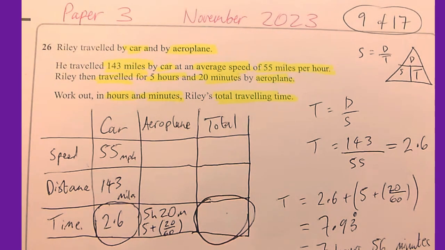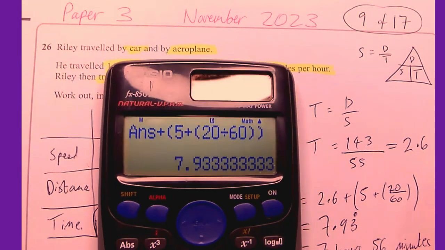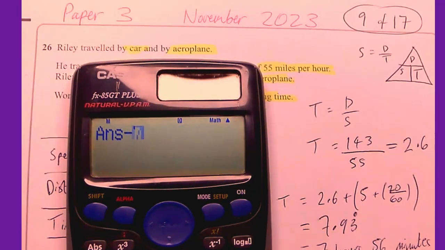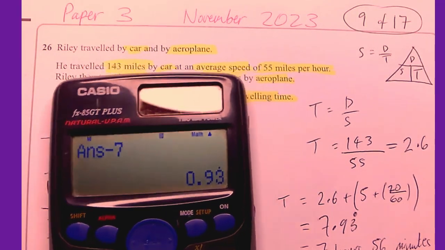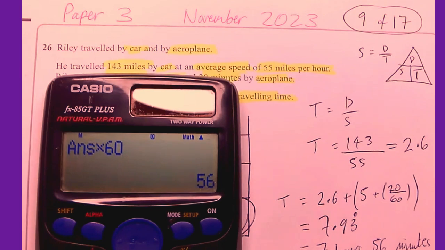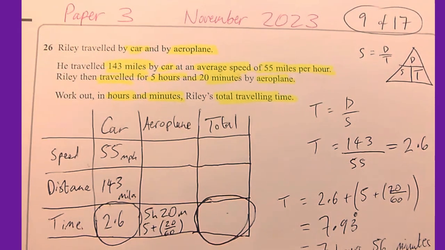And if you don't know how to do that, what we can do is we take it back to the decimal. We can take away the 7. So this is the decimal part. The decimal part is that we just multiply it by 60. That's 56 minutes. So that's how we convert it to 7 hours and 56 minutes.